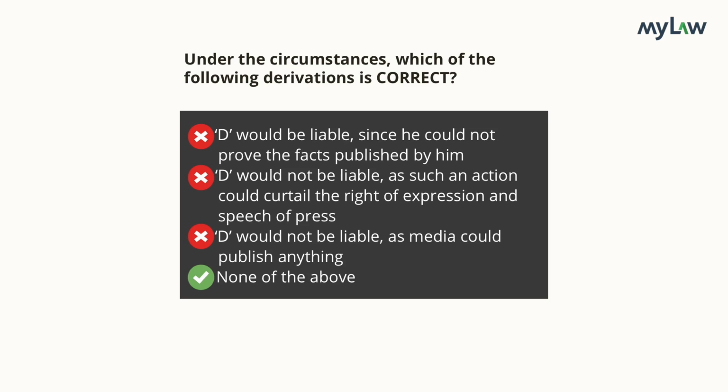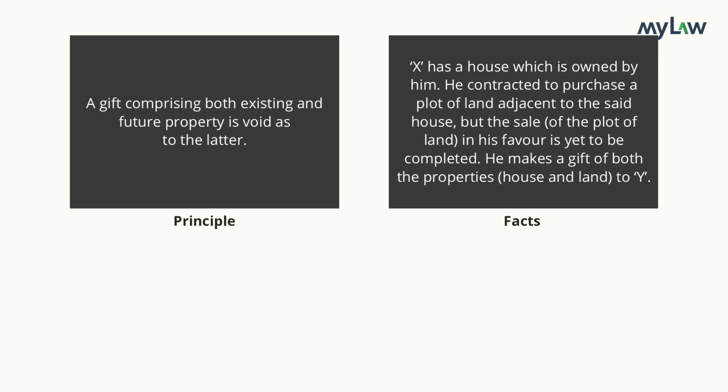Let's move to another question. Principle. A gift comprising both existing and future property is void as to the latter. Facts. X has a house which is owned by him. He contracted to purchase a plot of land adjacent to the house, but the sale of the plot of land in his favor is yet to be completed. He makes a gift of both the properties, house and land, to Y.